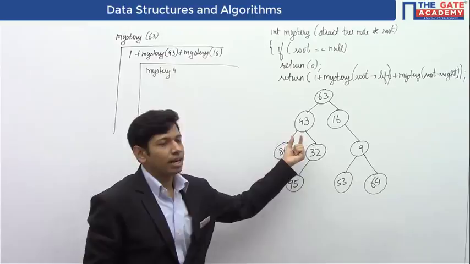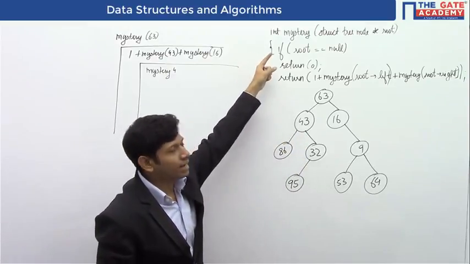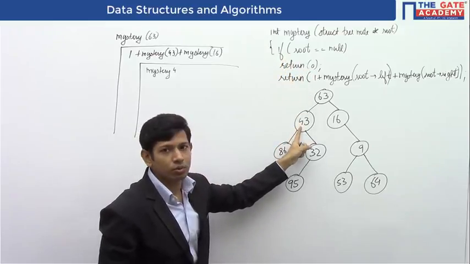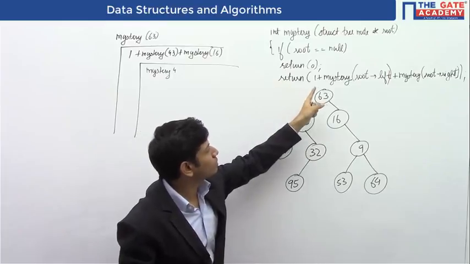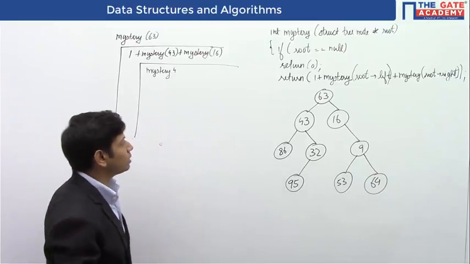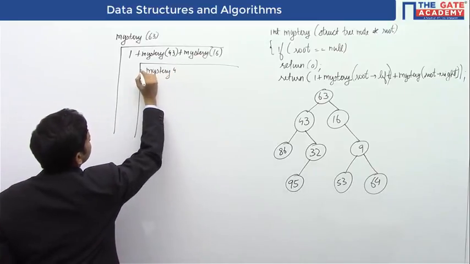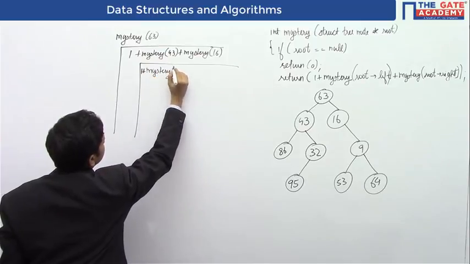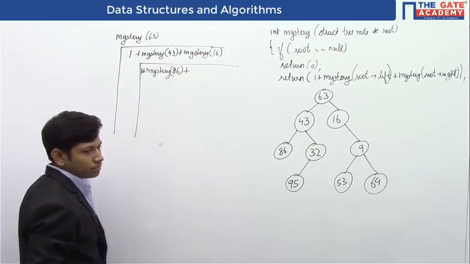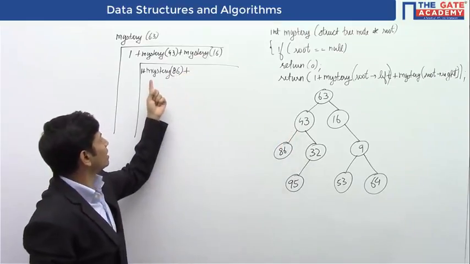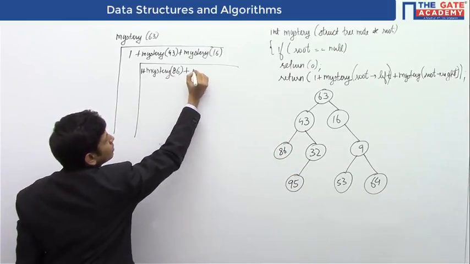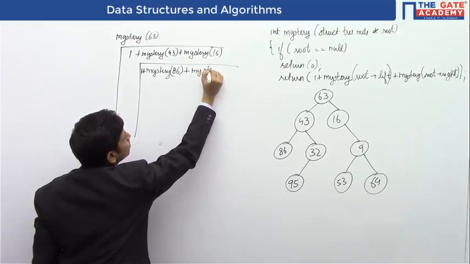Now mystery of 43, when this function call is called, it will first check whether it is equal to null or not. Since 43 is not equal to null, it will call 1 plus mystery of root left, that is 18, and 1 plus mystery of root 32. Mystery of 43 is calling 1 plus mystery of 86 and 1 plus mystery of 32.